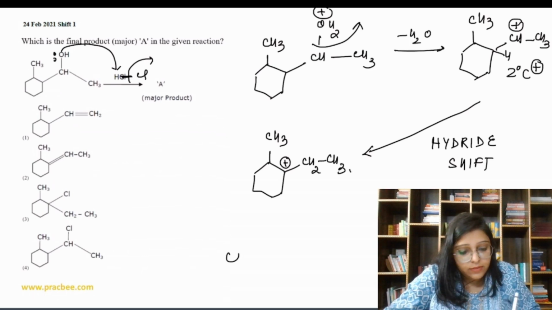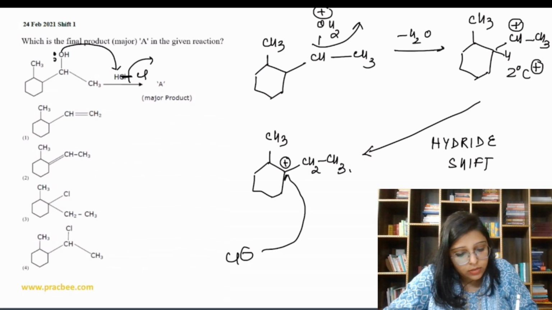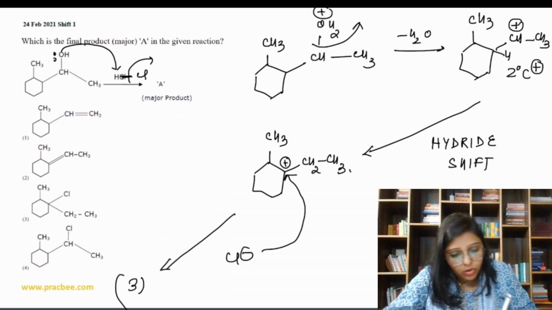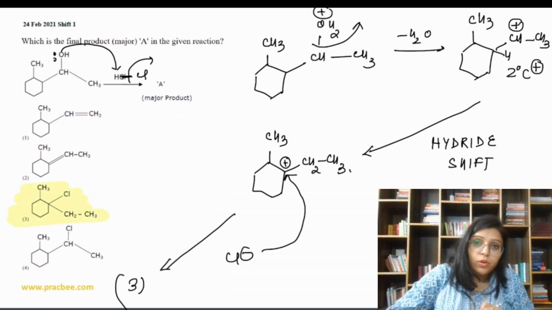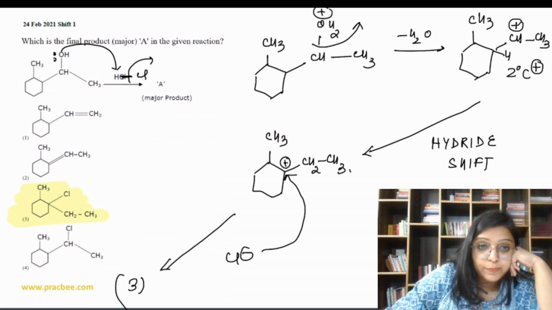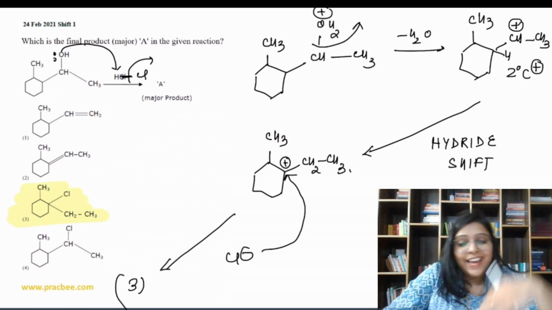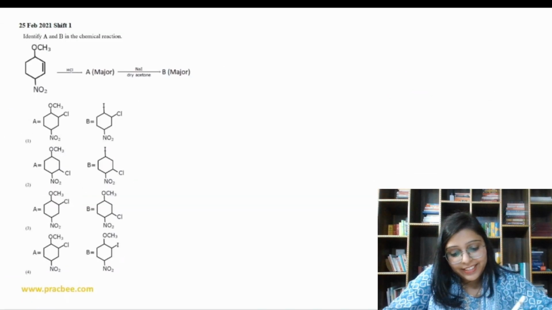Okay. We have Cl minus, so Cl minus attacks onto this carbon, which results in the formation of the third product, number 3 product. Okay beta, that's it. Chaliye. Now moving on to the next question.